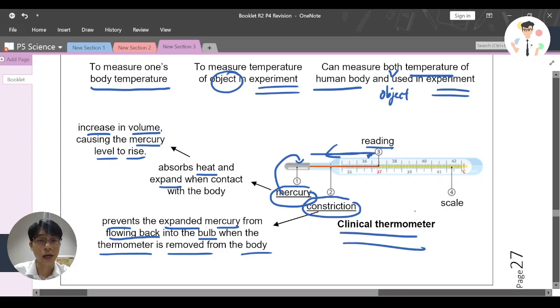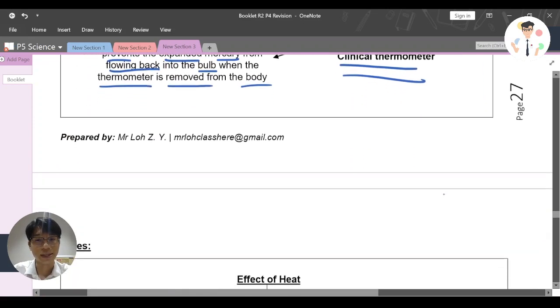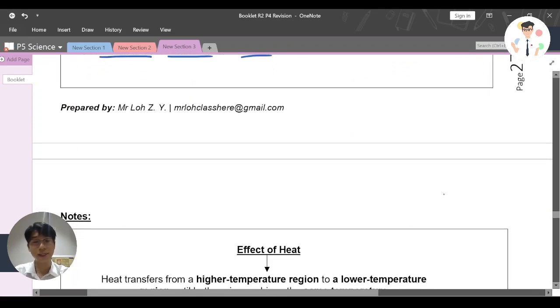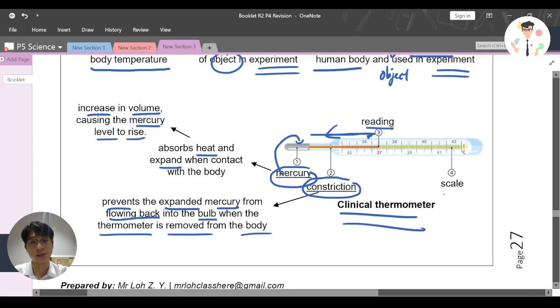However, the clinical thermometer is kind of dangerous. For example, if you accidentally break it, the mercury is poisonous. So that is basically the whole thing about this short little topic.